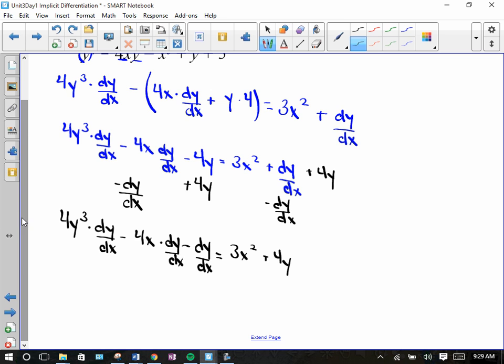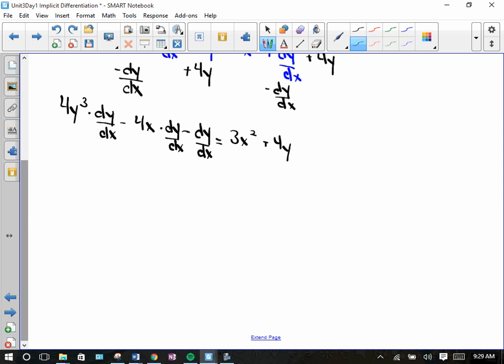So we're going to factor dy dx out of all these. Take the dy dx out of 4y cubed, and I'm left with 4y cubed. Take the dy dx out of negative 4x dy dx, I'm left with negative 4x. Take the dy dx out of negative dy dx, and I'm left with negative 1. It's equal to 3x squared plus 4y.